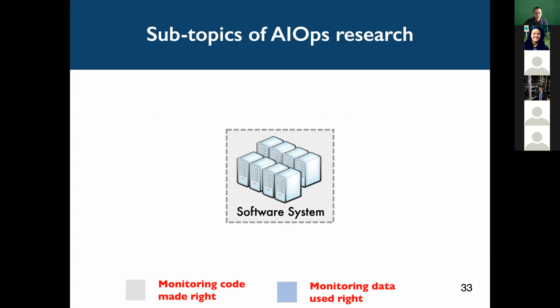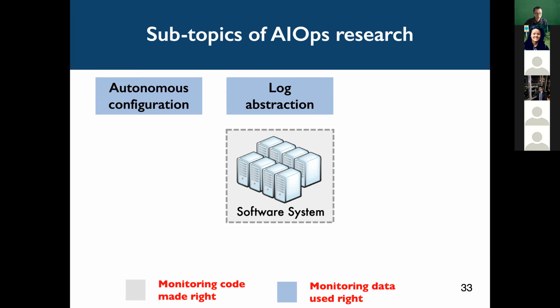The first subtopic is autonomous configuration. This is about how to automatically configure the software system based on monitoring data. We already discussed this topic in our motivating example. Then we have log abstraction. This is about log parsing, how to parse unstructured log data into structured log data. We will see an example later.